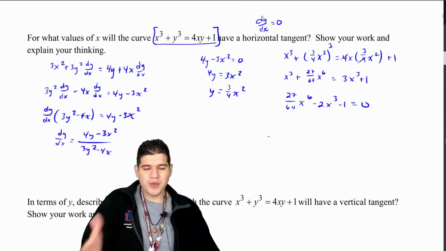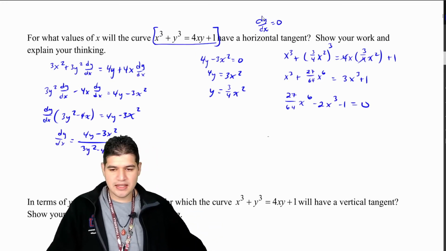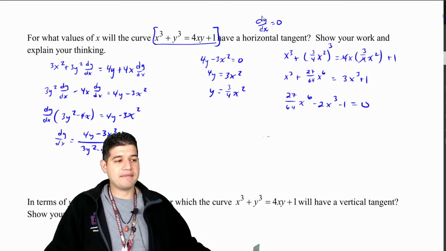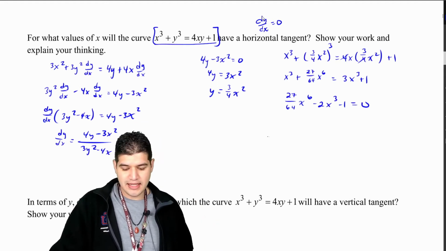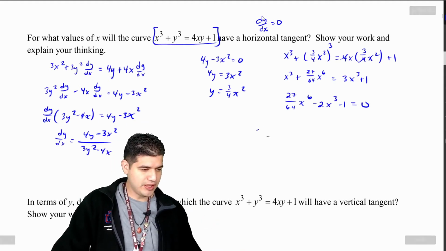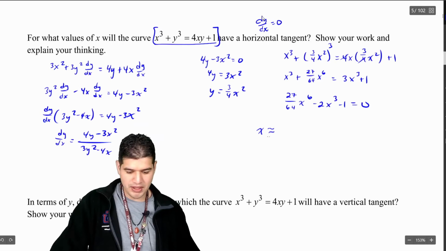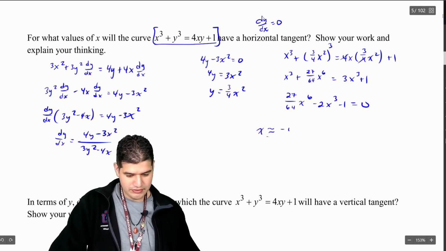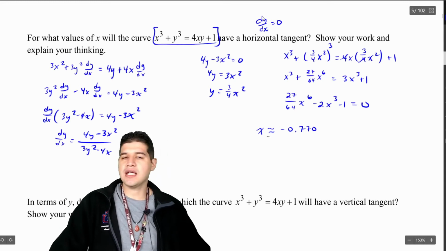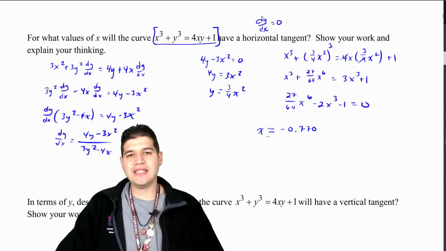This is where your calculator is going to come into play. What I want you to do is graph that and solve for x using a calculator so that you can get these approximate values. x is going to be approximately negative 0.770. Again, always go to at least 3 decimal places.